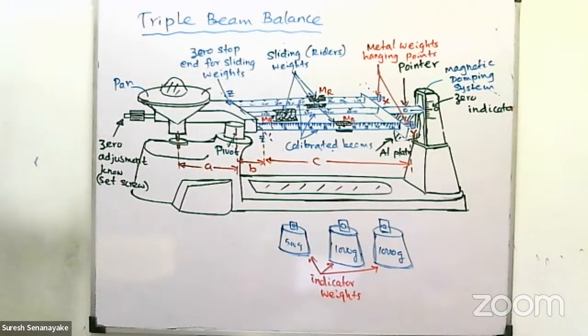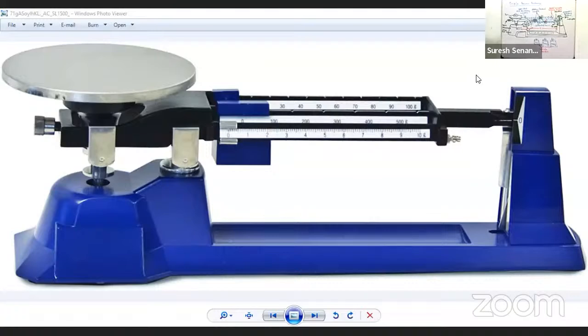Okay. The video share. Can you see this? This is the pan, this is the zero adjustment knob. I will show you. This is the pan, right? This zero adjustment knob and the pivoting point like this, right? So these are the three beams. Can you see? And these are the weights, the smaller weights. That's the larger one, and also a smaller one. And this is the bend.